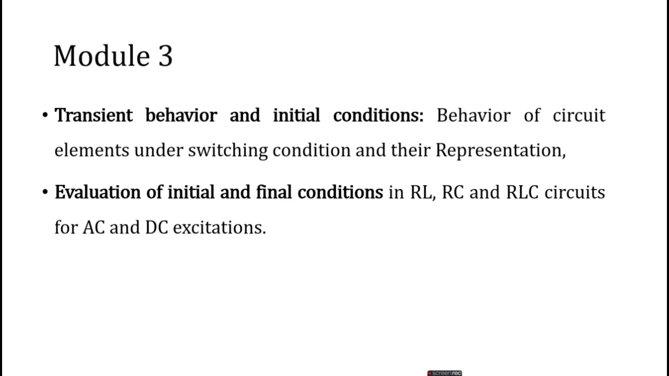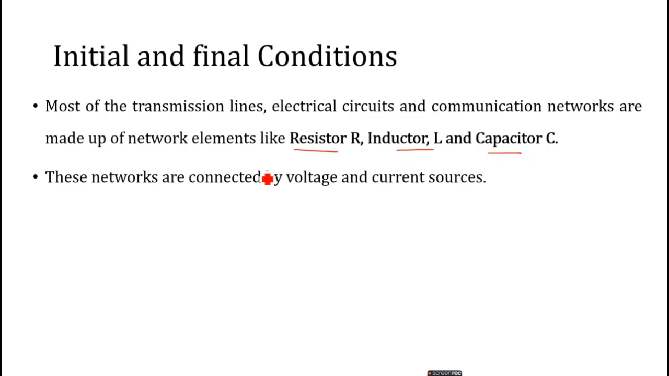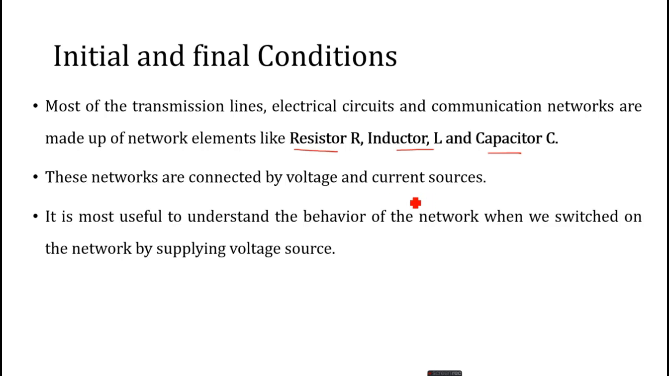So, before continuing module 3, initial and final conditions. Most of the transmission lines, electrical circuits and communication networks are made up of network elements like resistors, inductors and capacitors. These networks are connected to voltage sources and current sources. It is most useful to understand the behavior of the network when we switch it on by supplying the voltage source.